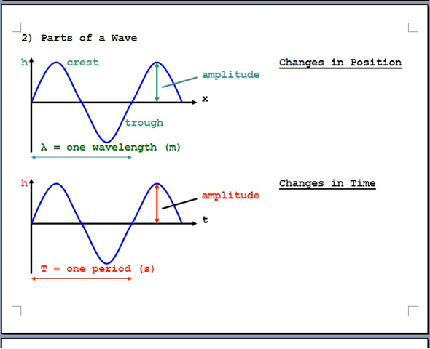In your brain, maybe instead of thinking about period as being sort of one cycle, you want to think about that as the time for one complete wave to pass by. So a full wavelength, a full lambda. However many seconds it takes for that to go by, that's your period.